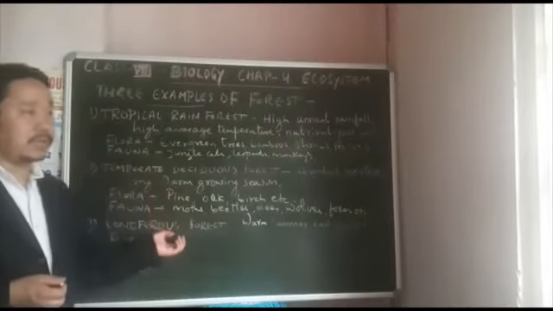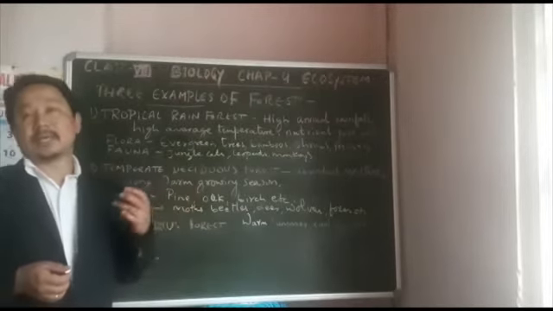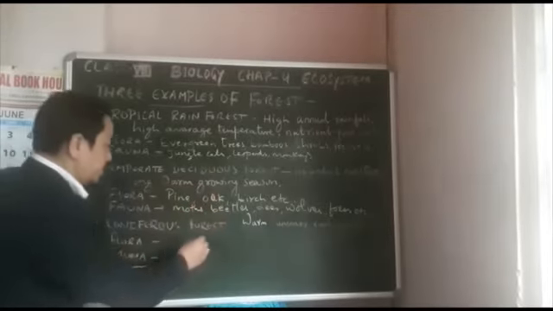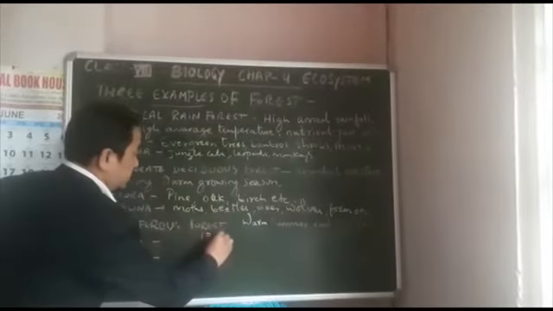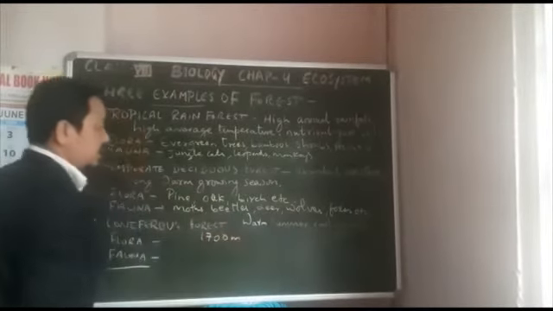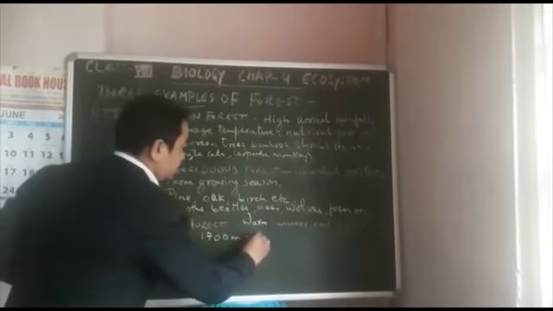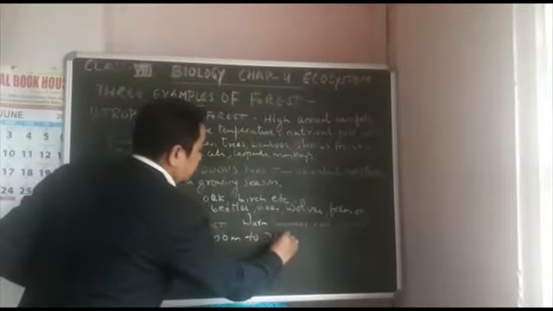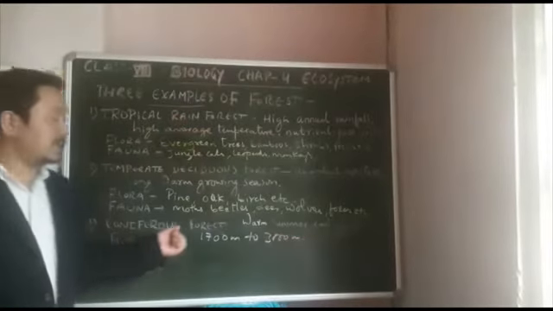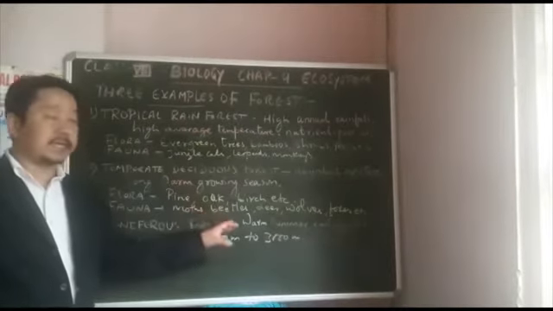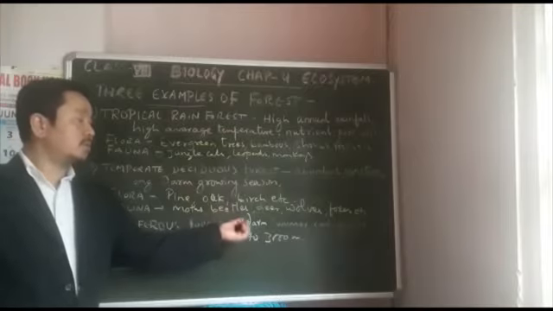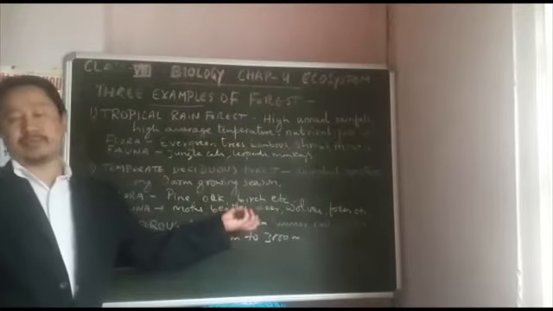The third one we have is coniferous forest, such as those in North America, North Eurasia, and also found in Himalayas at an altitude of 1,700 meter to 3,000 meter. This forest is characterized by having warm summer and cool winter.